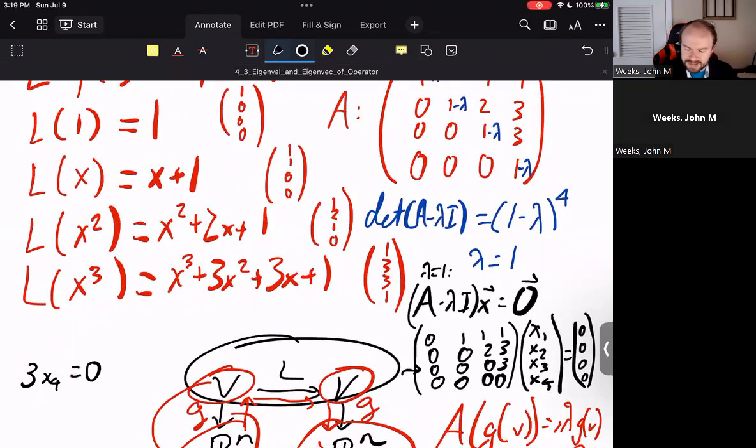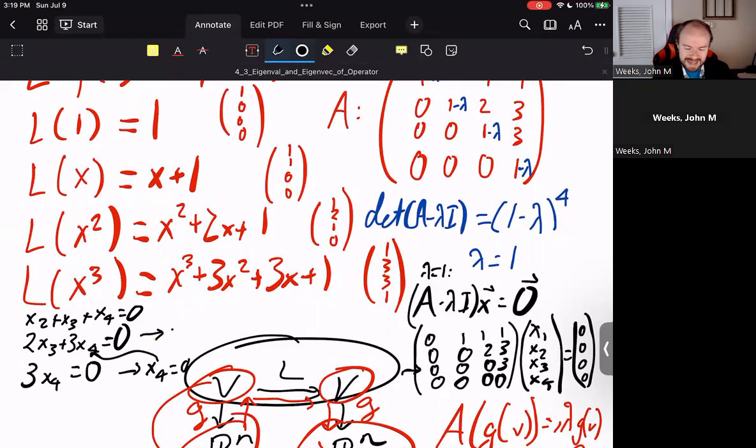Then we should get what? Something like 2 times x of 3 plus 3 times x of 4 equals 0. That's coming from multiplying through the 2nd row times this column. And then finally, we should get x2 plus x3 plus x4 equals 0. By the way, x4 is 0, right? That becomes this equation, which then plugging in x4 equals 0 here gives me that x3 equals 0. And then plugging both of those into this equation, I should get that x2 is 0.